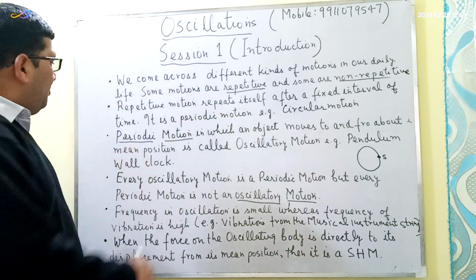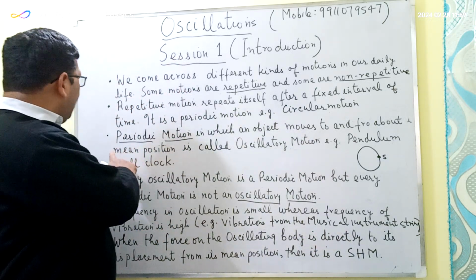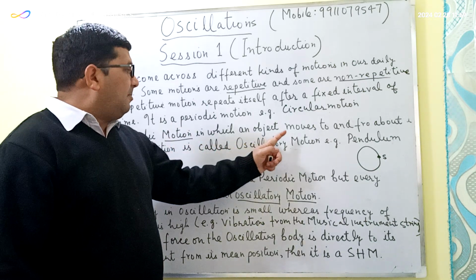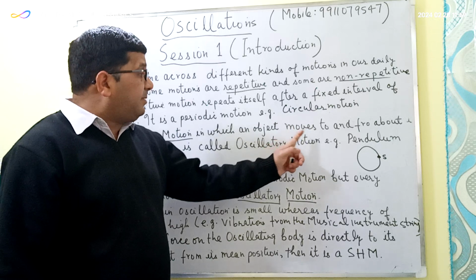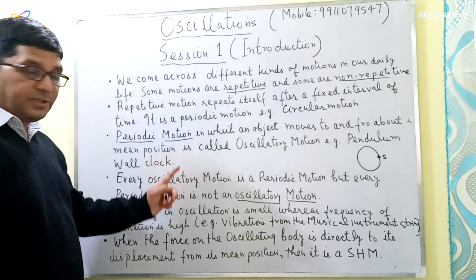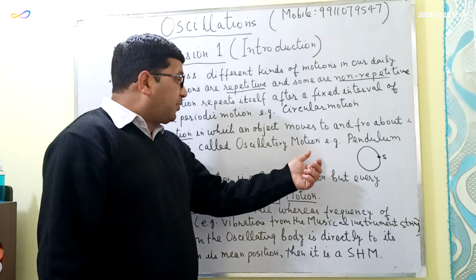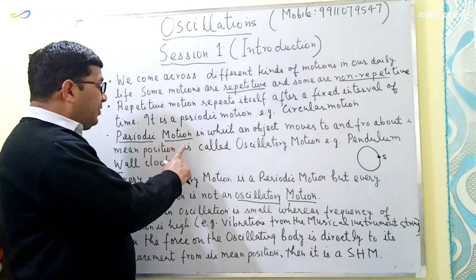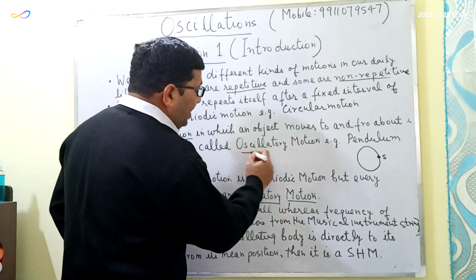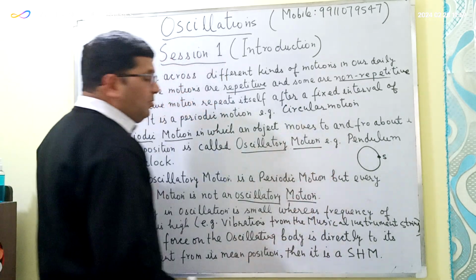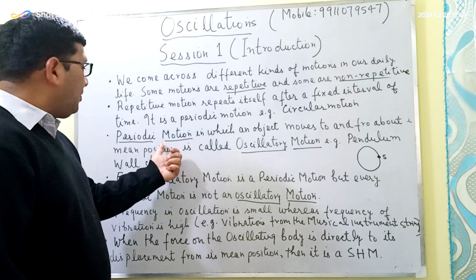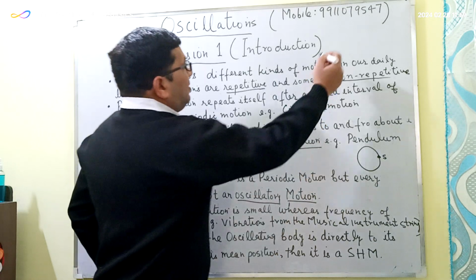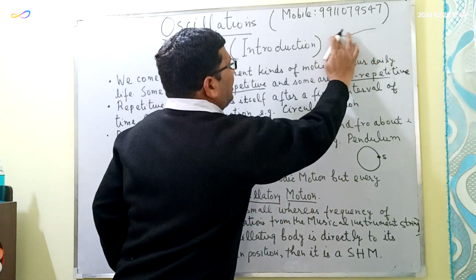Now periodic motion is, as I have written in this third point, a motion in which an object moves to and fro about a mean position. So an example of a periodic motion is also an oscillatory motion. Oscillatory motion is also a periodic motion. Here I'm giving you an example to explain.